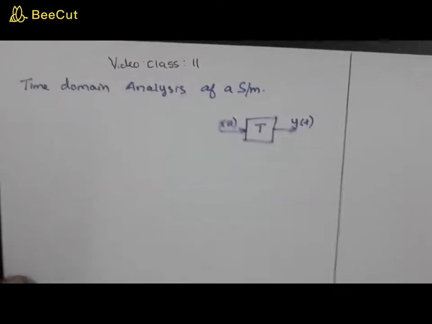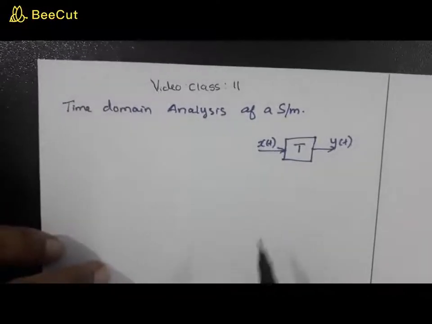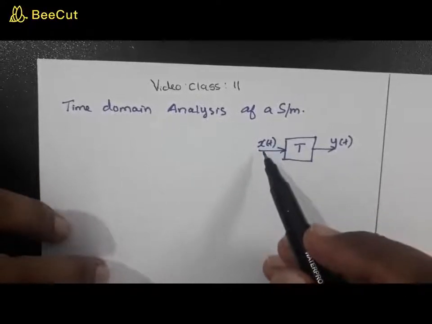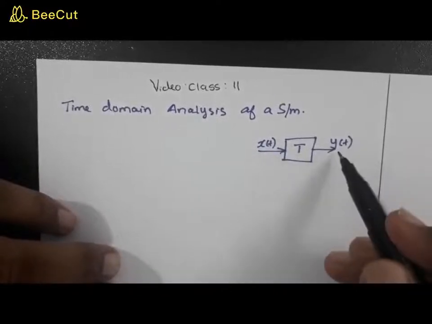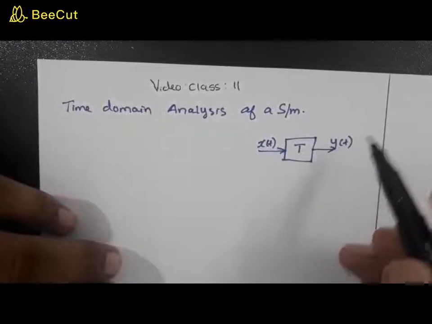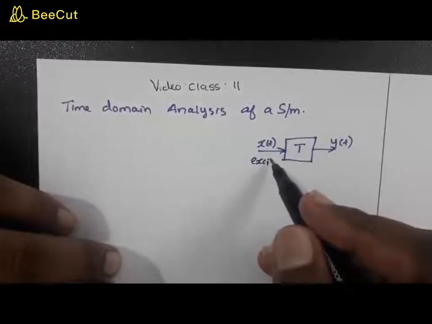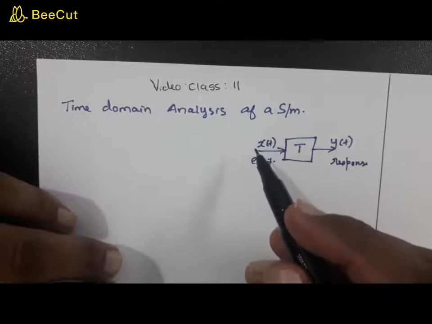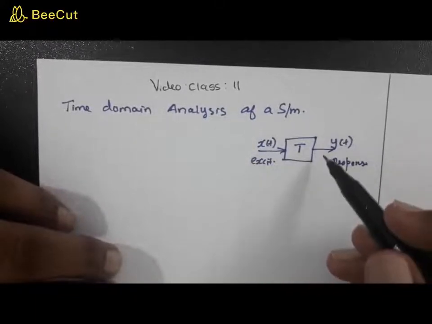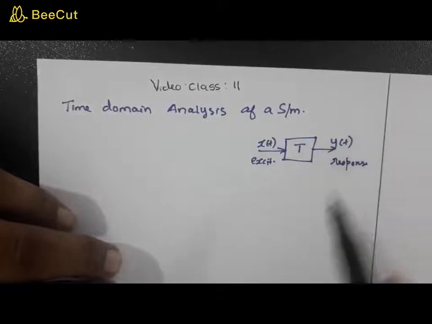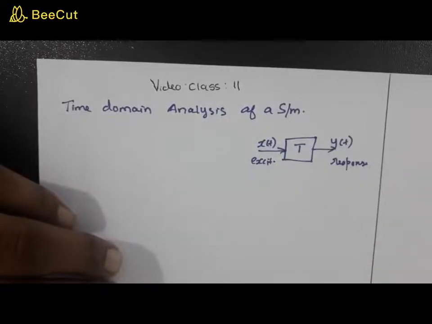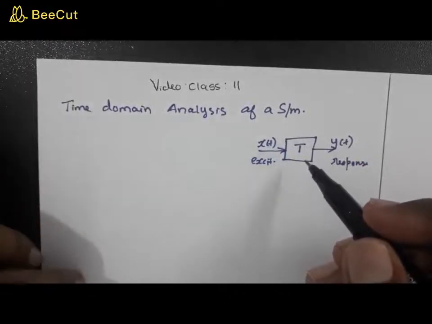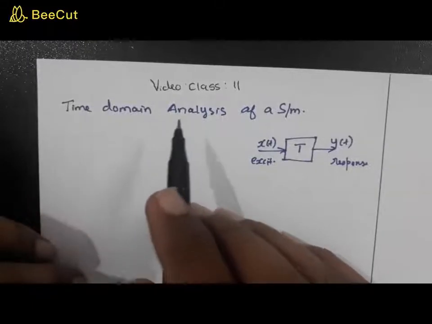Now, time domain analysis refers to giving some known inputs in the time domain to a system and finding out the response. We sometimes call the input an excitation, while the output is called the response. So, for some known or standard inputs, we analyze the output response of that system. By studying the response, we get some of the characteristics of that system, and that procedure we call the time domain analysis of a system.